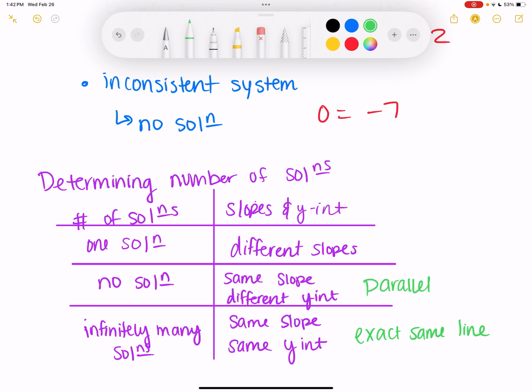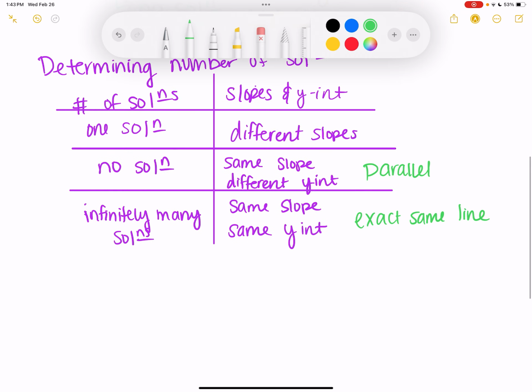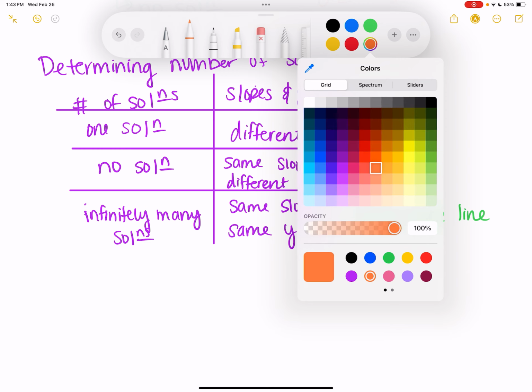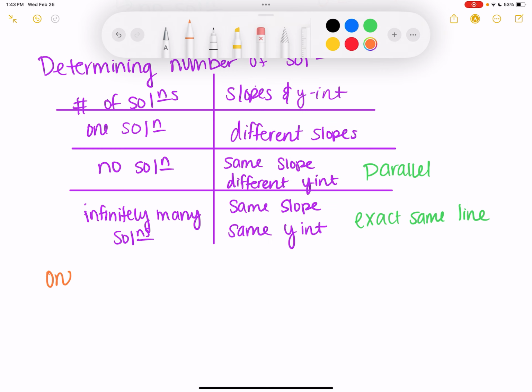I'll draw you a little picture of what these look like here. So one solution. Oh, I'm going to go ahead and label these all out. No solution, and infinitely many.